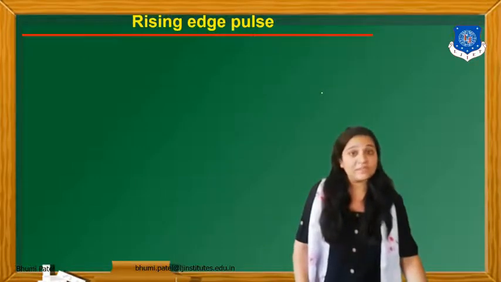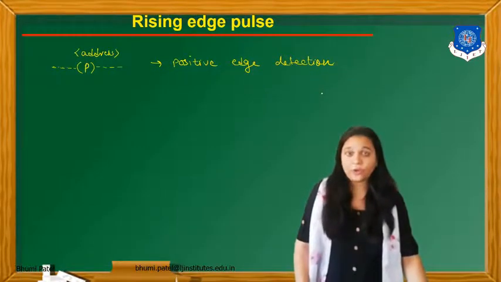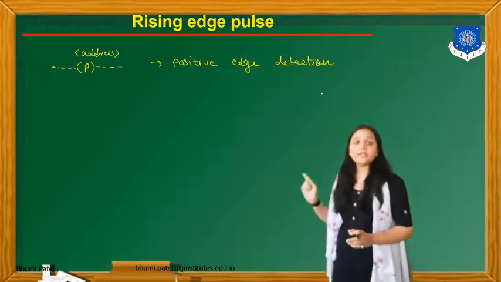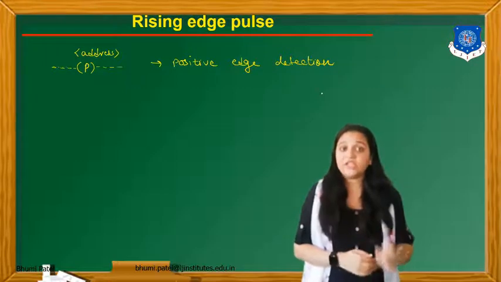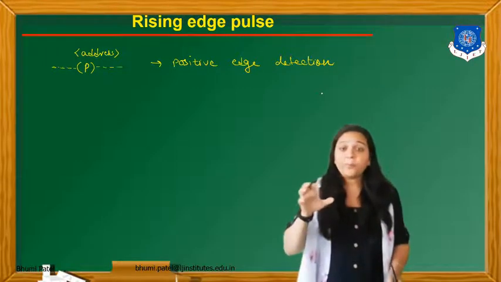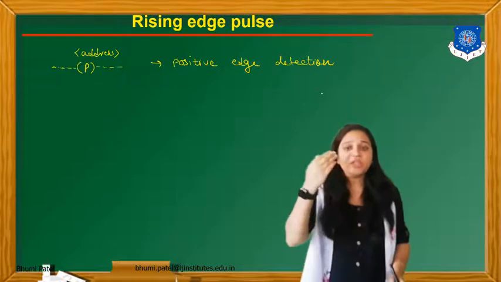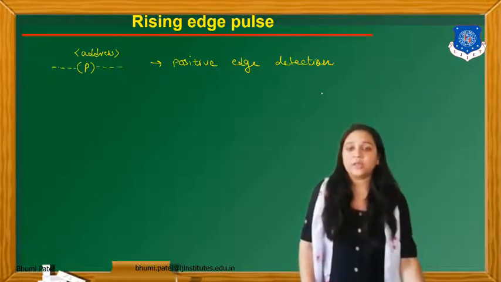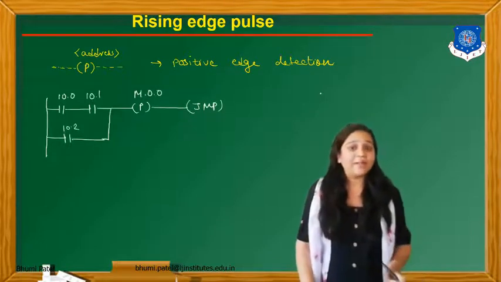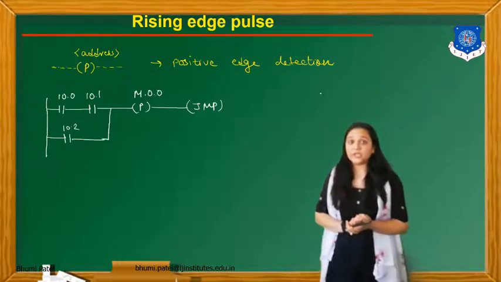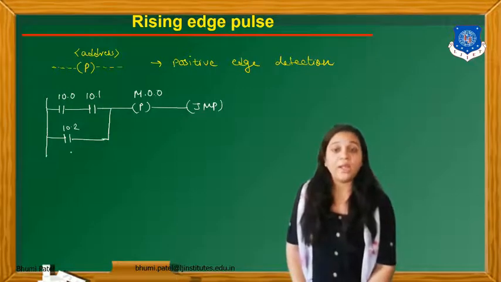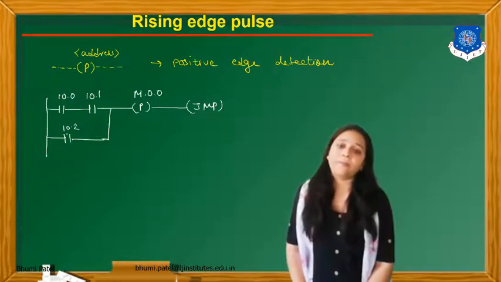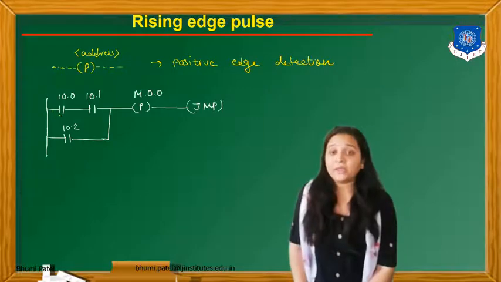Now the next one is the rising edge pulse. This is the ladder symbol for the rising edge pulse. It is used for positive edge detection. We can put the P, and above the P we can write the address for this particular program. Now what is the ladder diagram for the rising edge pulse? Here we can take two inputs, I0.0 and I0.1, and I0.2 put in parallel connection. If both the inputs are on, we can get the output.